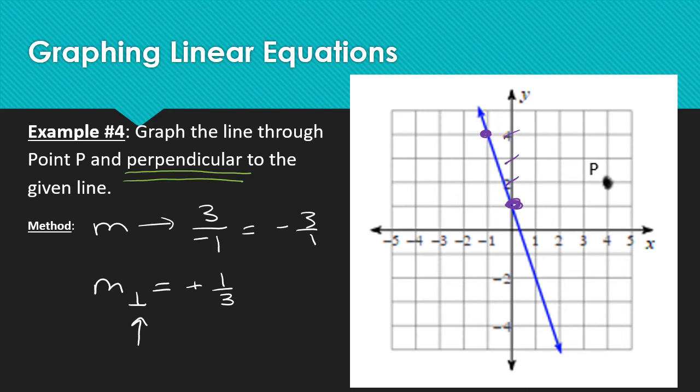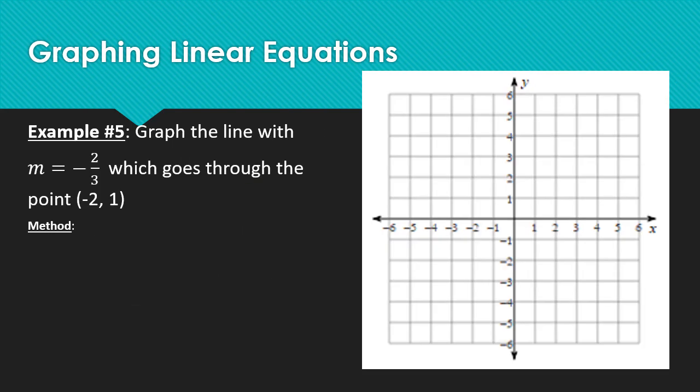Now, I look at my picture, and if I go over here to point P right here, I can't really go up 1 and over 3 to the right because I don't have enough room. You can also think of this as down 1 to the left 3 because a negative divided by a negative will also give you a positive. So let's try that. If I'm at point P, I can go down 1 and to the left 3, and using that information, I can draw a line perpendicular to the original. So remember, as you look at all these problems, ask yourself, what do I know and where do I need to go?